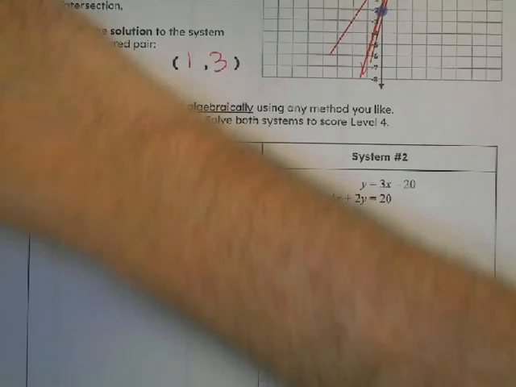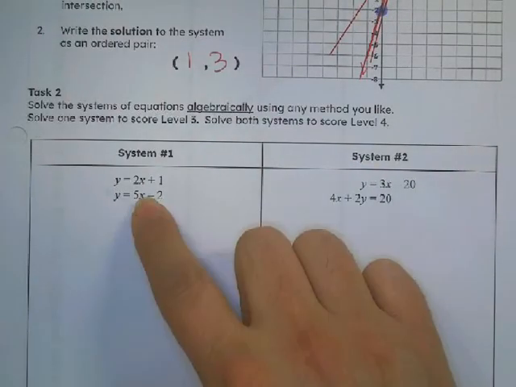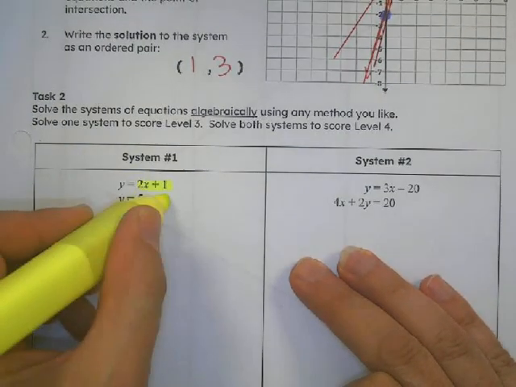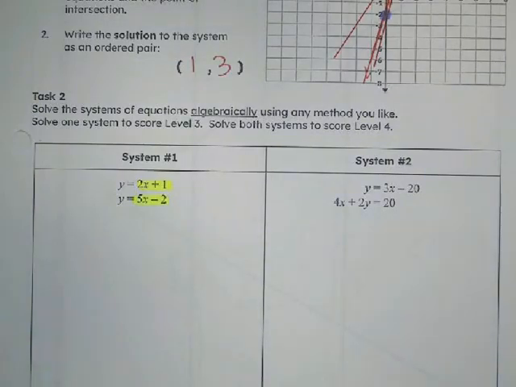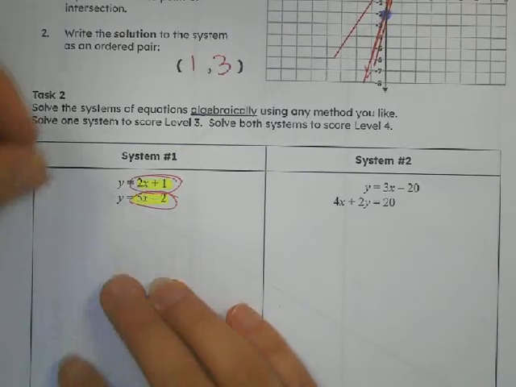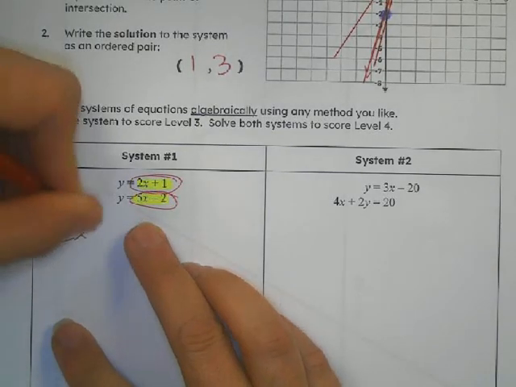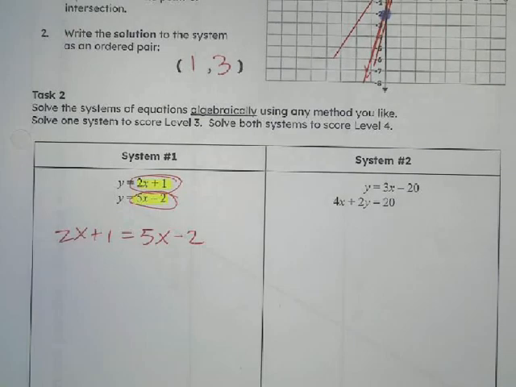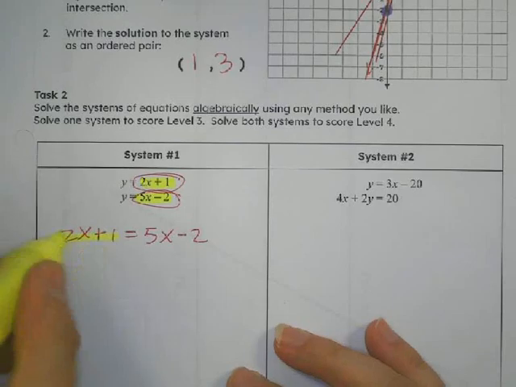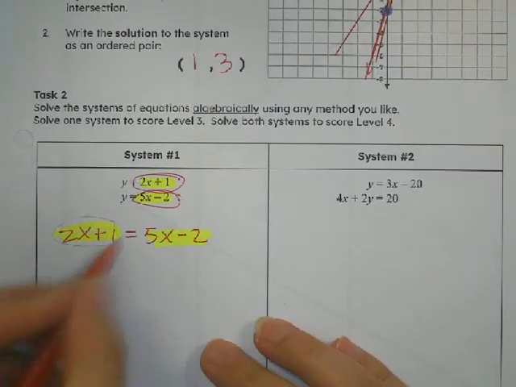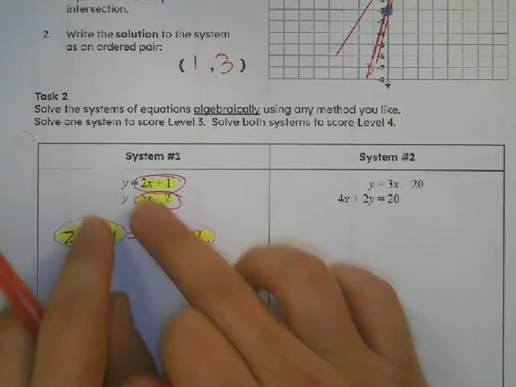Now let's do the first one here. I've got y equals this, and y equals that. I'm going to make these two expressions equal to each other because they both equal y. So 2x plus 1 equals 5x minus 2, because this is equal to y and this is equal to y. They should equal each other.